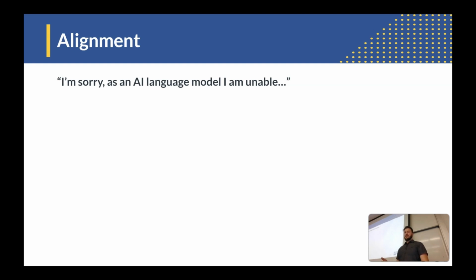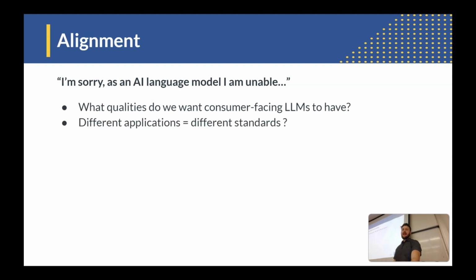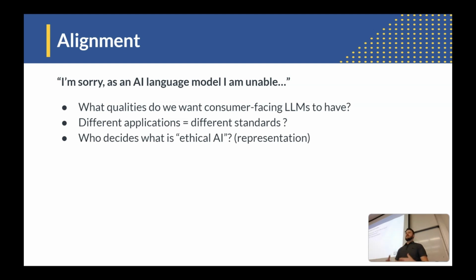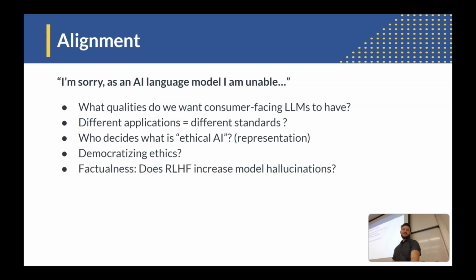But there are lots of questions that come with alignment, and there's lots of research in it. I'm not going to dive into it, but I just wanted to mention it here. Things like, what qualities do we actually want consumer-facing LLMs to have? Should these qualities be different depending on what the downstream application is? Who decides what is ethical AI? How do we make sure that the AI has good representation of the humans that are being served downstream? How do we democratize ethics? Should we democratize ethics?